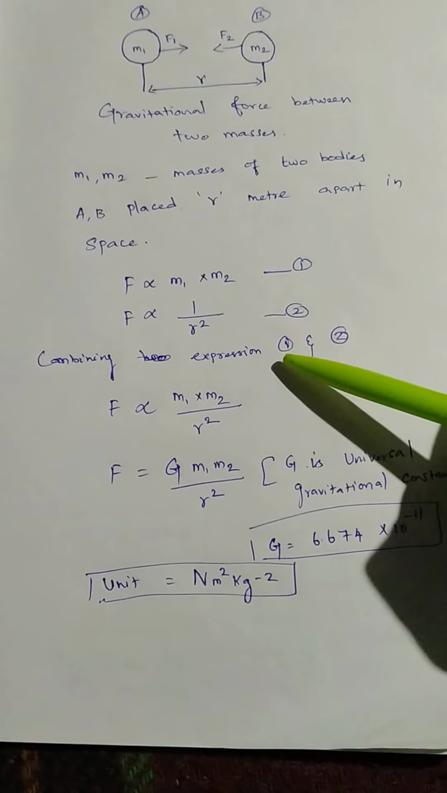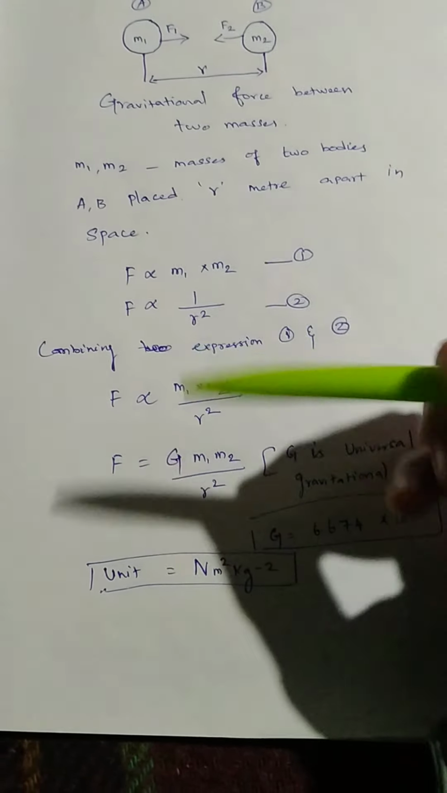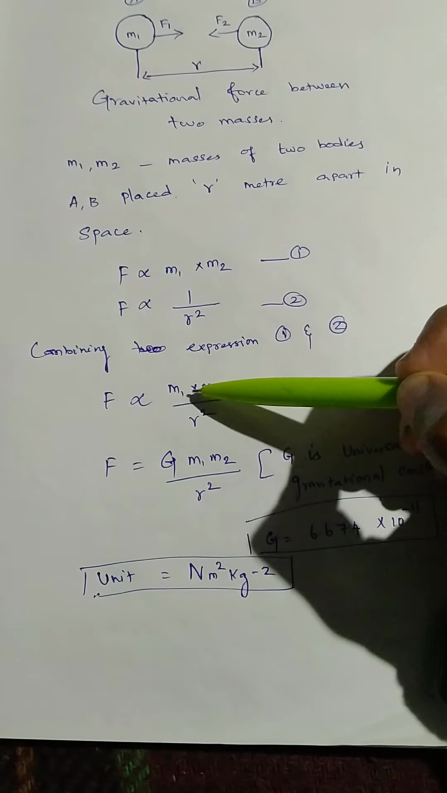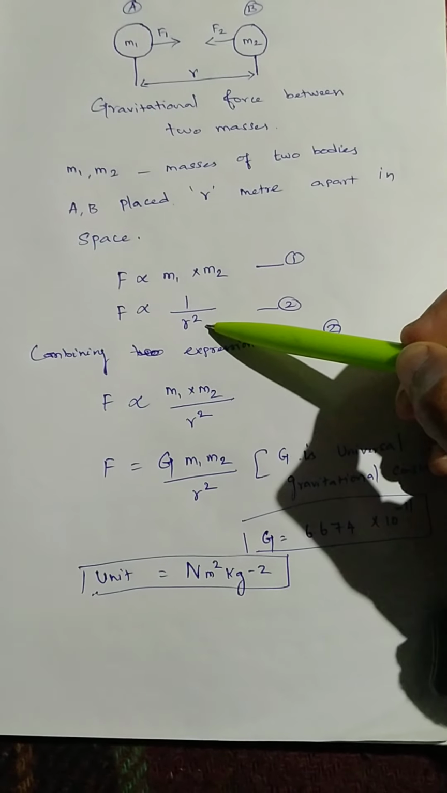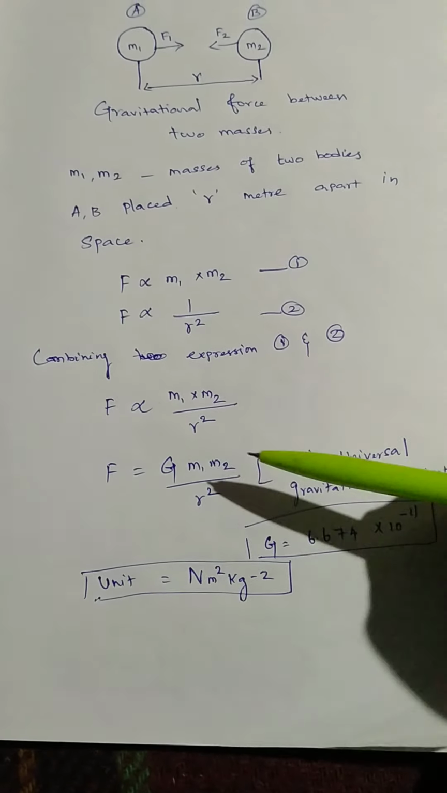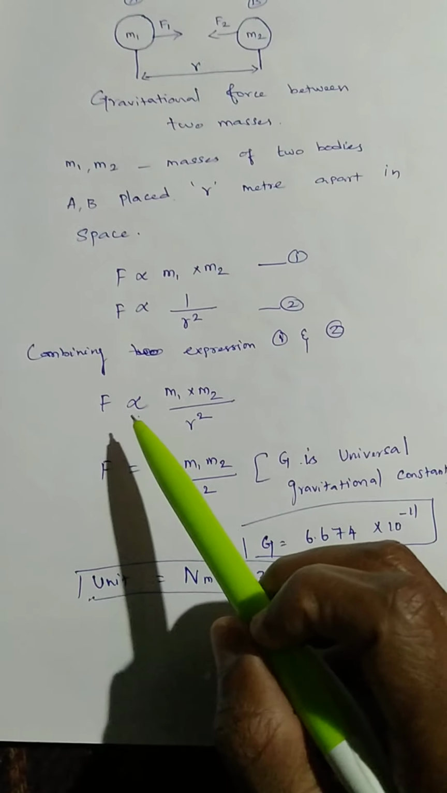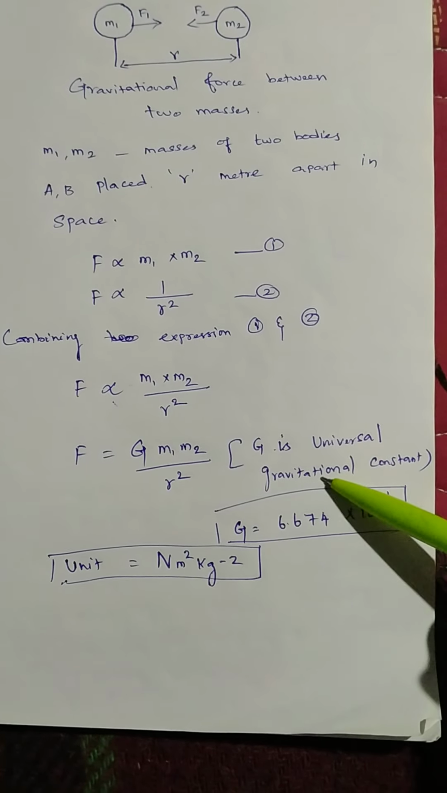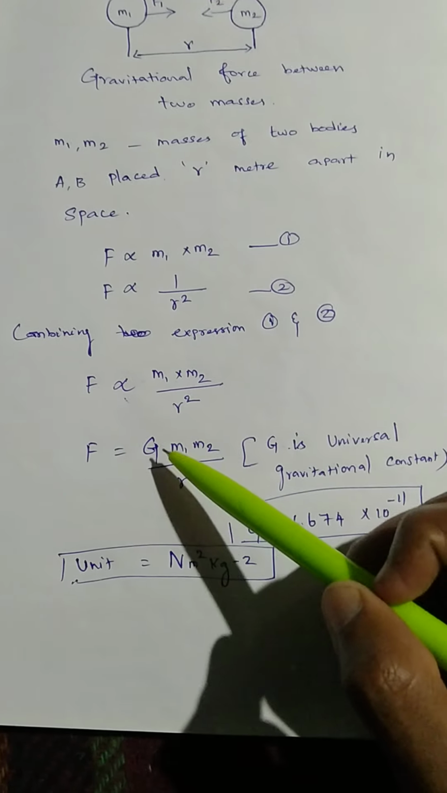Combining equation 1 and equation 2, we get F is directly proportional to the masses m1 and m2, and inversely proportional to the distance r squared. Then to remove this proportionality, we add a constant. That constant is known as the universal gravitational constant, denoted by G.